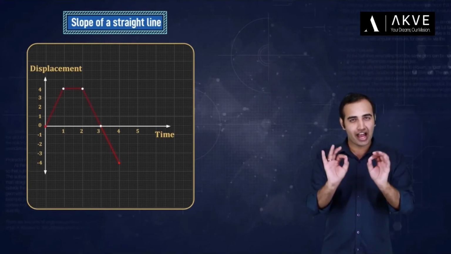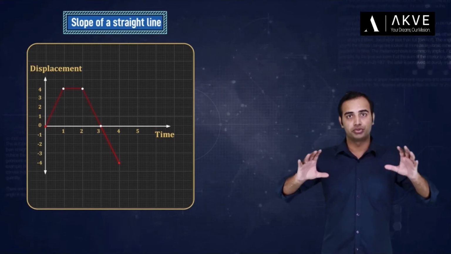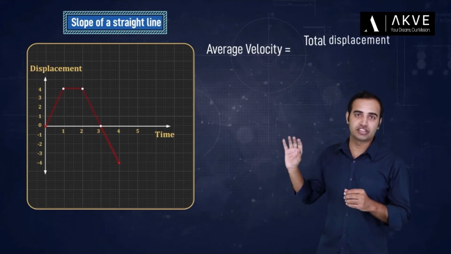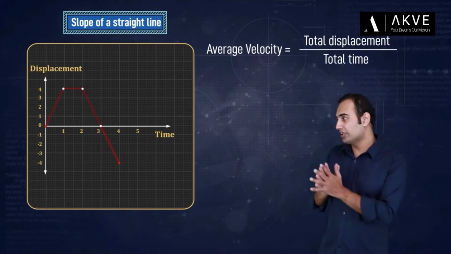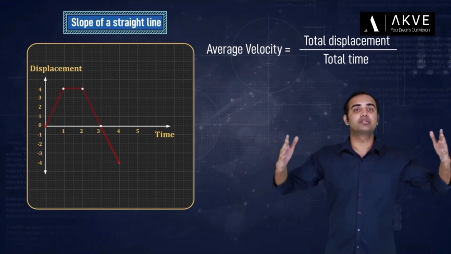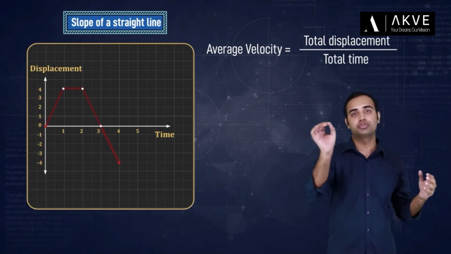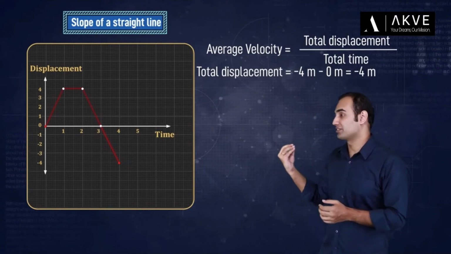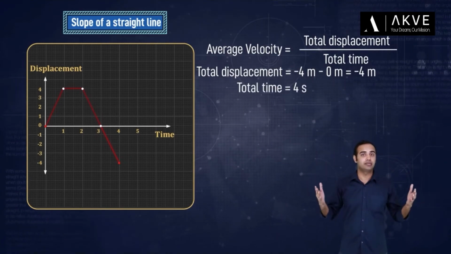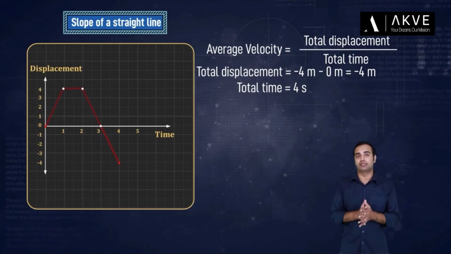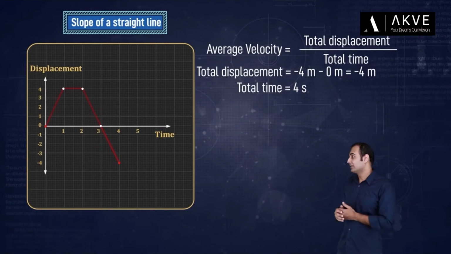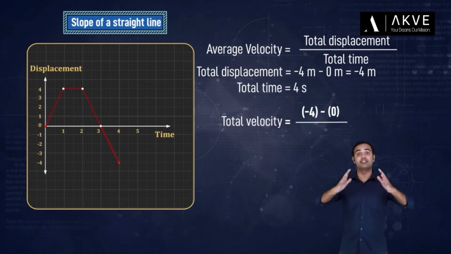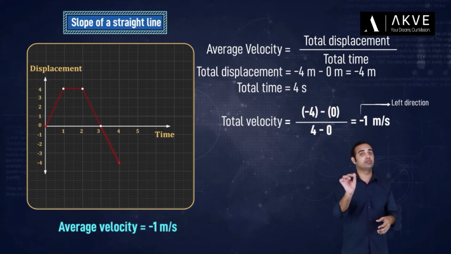Now to calculate the average velocity of the cyclist throughout the course of its journey, we need to use the formula average velocity is equal to total displacement divided by total time. Now from the graph you can clearly see that the total displacement of the cyclist throughout the course of its journey from the starting till the ending is nothing but minus 4 meters, and the total time taken by him to cover this displacement is simply 4 seconds. So I can say that total displacement is minus 4 meters, total time is 4 seconds, so his average velocity comes out to be minus 1 meters per second.